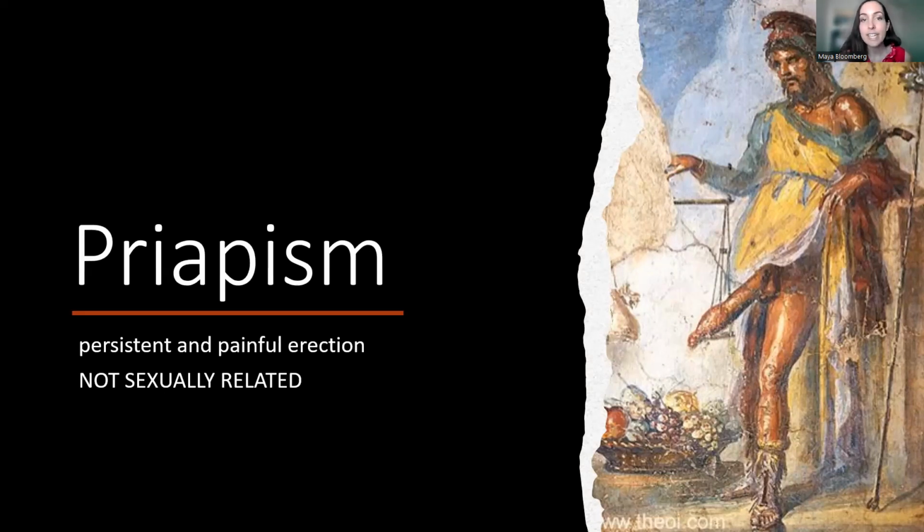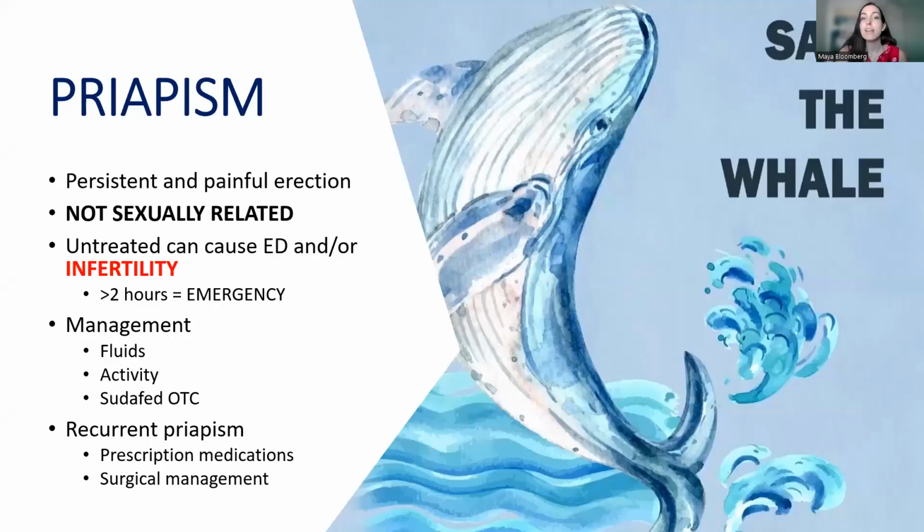It's essentially related to when you have sickled hemoglobin blocking the outflow of blood from the penile shaft. So you have all of this sickled hemoglobin accumulating in the penis and it can't go out. So you have the prolonged painful erection. And we see it in around 20% of men.